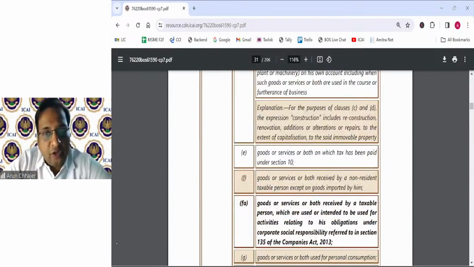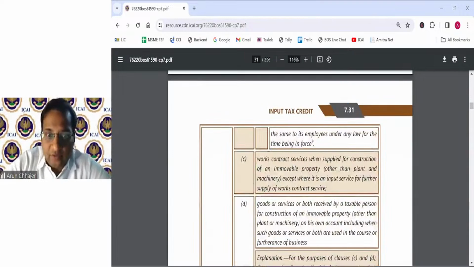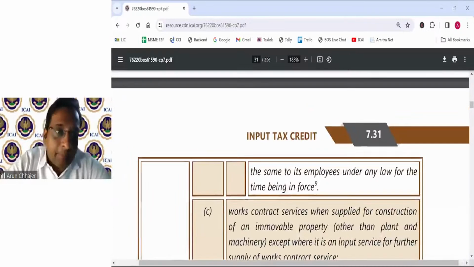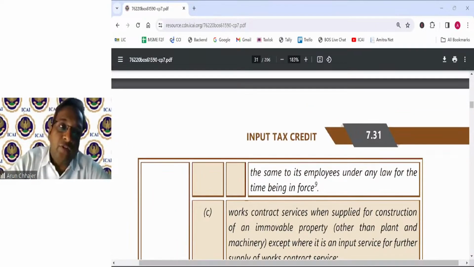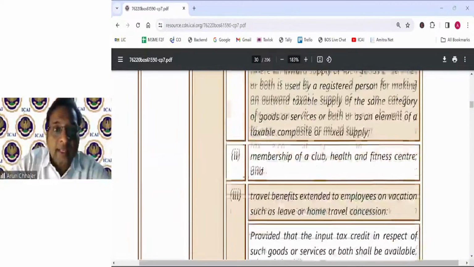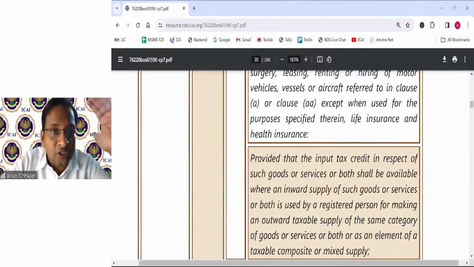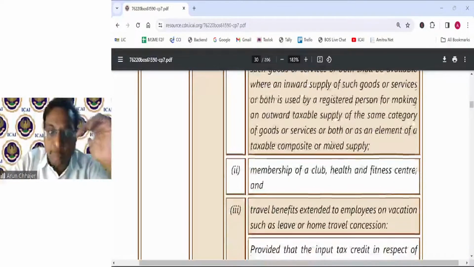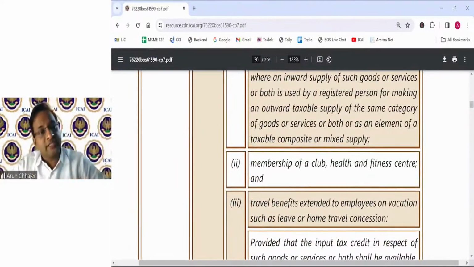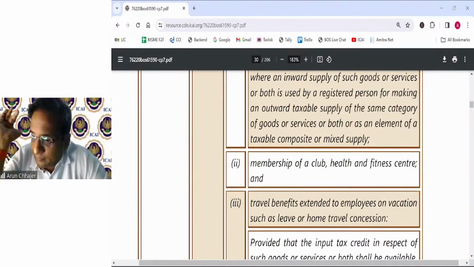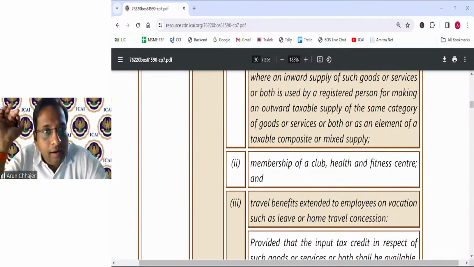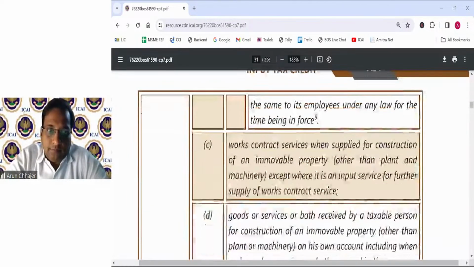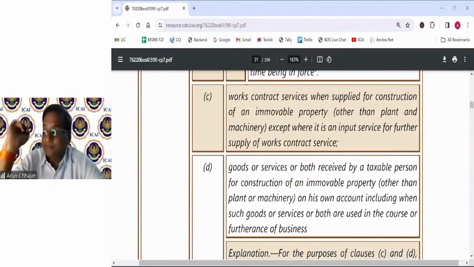For the purpose of clause C, sorry. Okay. So this basically implies compulsion under any law for the time being in force. This particular proviso is applicable to the entire clause B, whether it is subclause 1, subclause 2, or subclause 3. All the subclauses it is applicable. Let's move further.